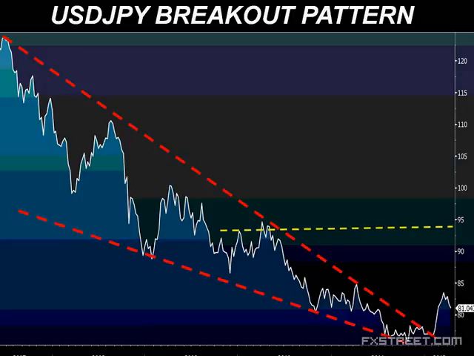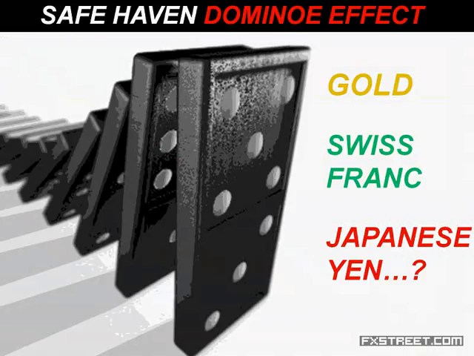Okay, now part 3 was the flight to safety. We spoke about the domino effect, gold, Swiss franc, Japanese yen. The world is running out of safe places to invest your money, or just to keep it. And so that is likely to be positive for the US dollar, certainly over the last few weeks.